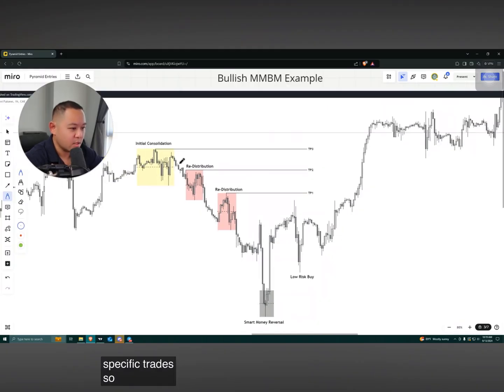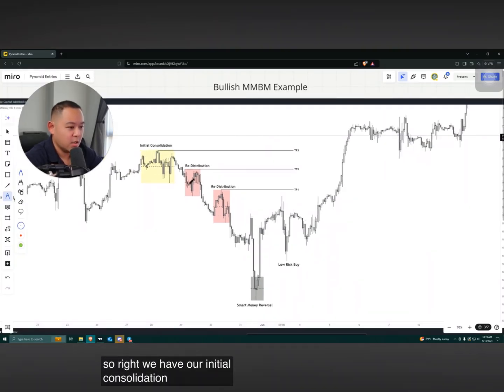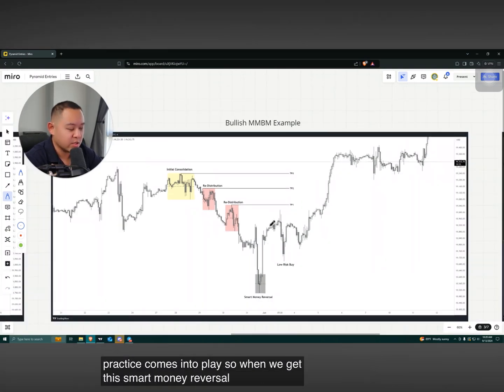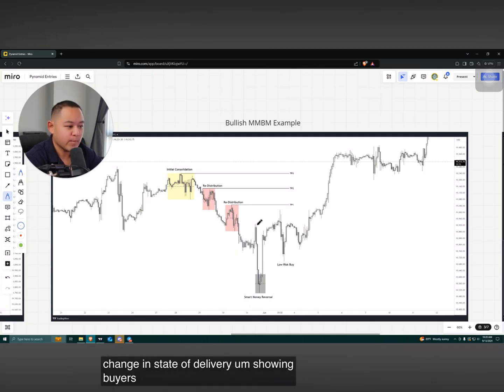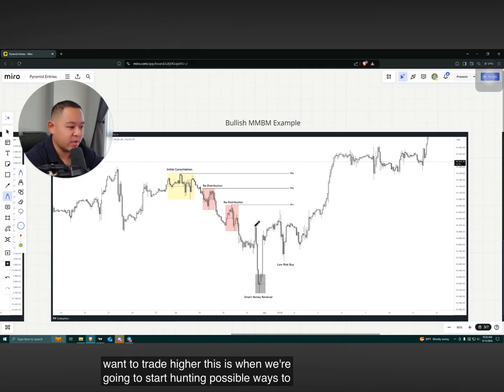So, right, we have our initial consolidation, redistribution, and I will point out that this chart is sloppier than the other one, but it is still the same idea. You might not be able to spot it in real time, but this is where your practice comes into play. So when we get this smart money reversal, this is our first indication. As soon as we get some change in state of delivery, showing buyers and showing that the market may want to trade higher, this is when we're going to start hunting possible ways to pyramid into our entries.